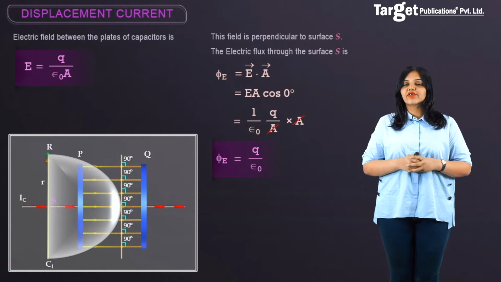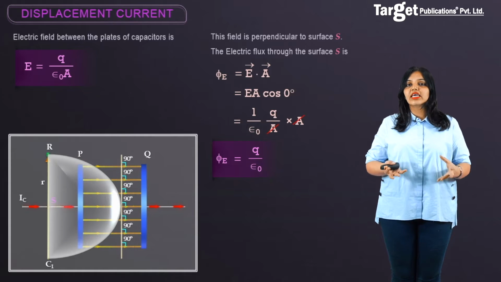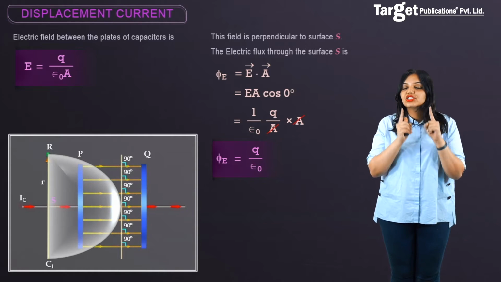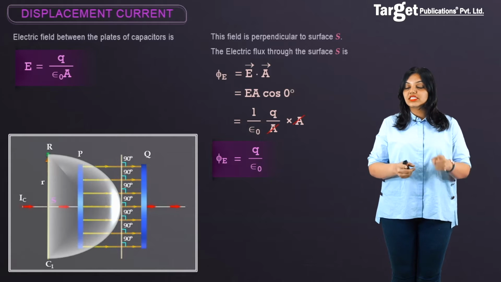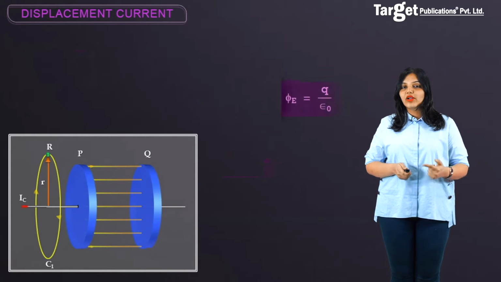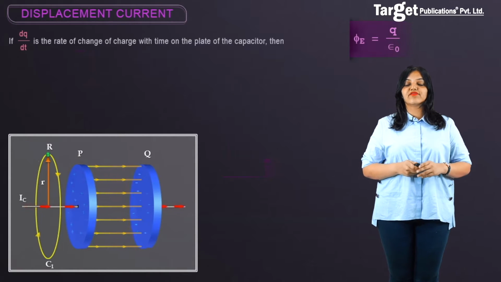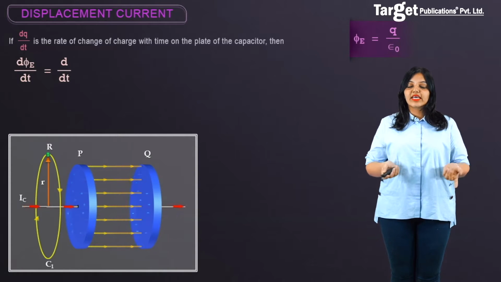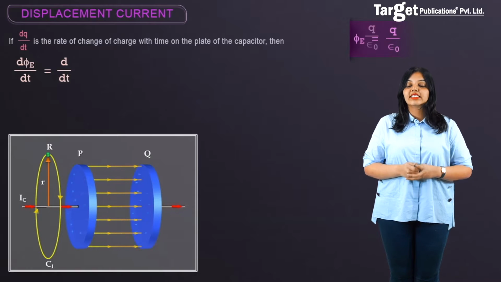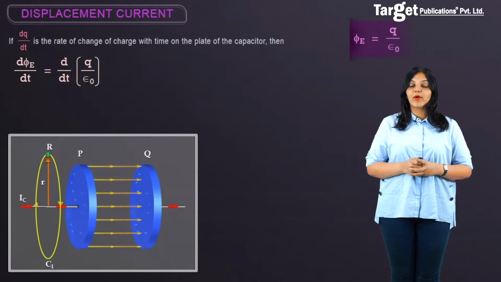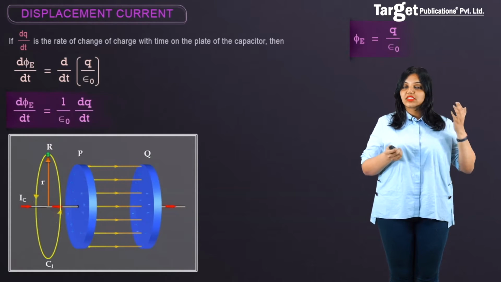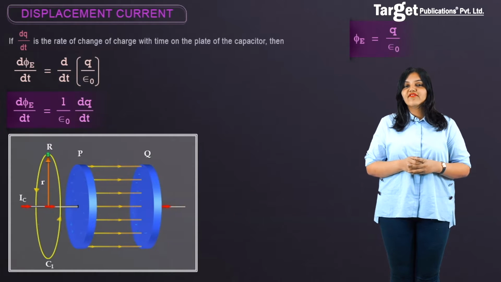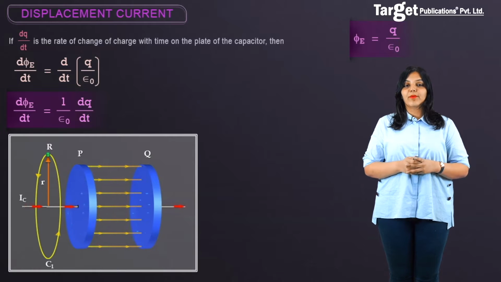Once I have this electric flux, I have to find some way in which I can show that a changing electric flux produces some kind of current. And if I want to find out what a changing electric flux does, then I have to find d phi by dt. So when I do d phi by dt, this leads to d/dt of Q upon epsilon naught, but epsilon naught is a constant, so it goes out, and therefore I get d phi by dt is equal to 1 upon epsilon naught dQ by dt.